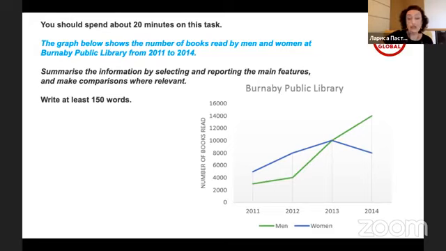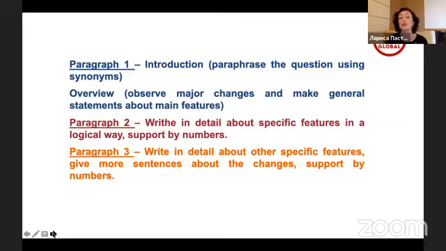Let's have a look at the structure. So what should we do with this task? We need to start from our introduction. The first paragraph is always an introduction. The reason for the introduction is to tell the examiner what you are going to write about. So you should paraphrase the task using synonyms or changing the sentence structure. And remember to keep your introduction short. Just 1 or 2 sentences would be enough.